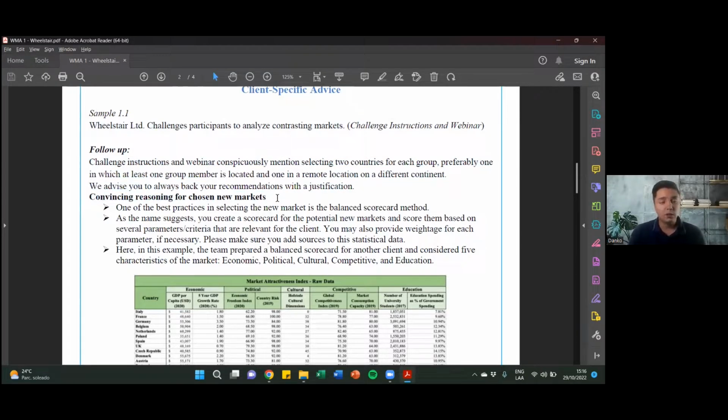This is not one way to do it. This is just a way in which the coaches in our team would proceed in order to, in this case, provide a well-structured argument for comparing and contrasting markets, which is part of this challenge specifically.